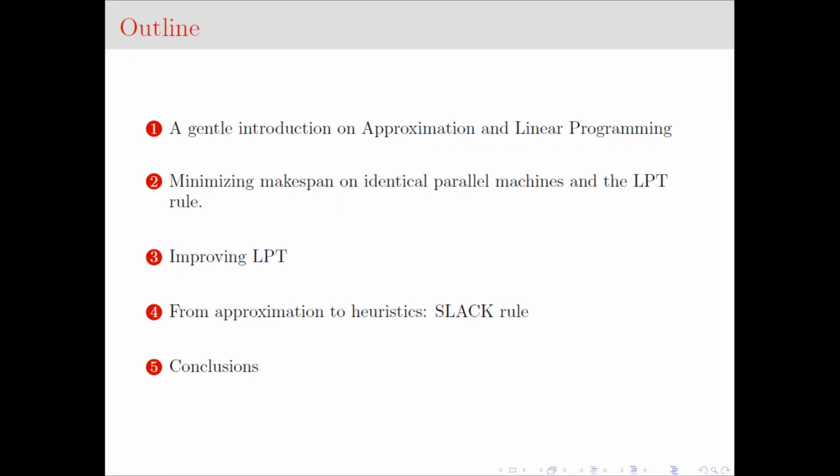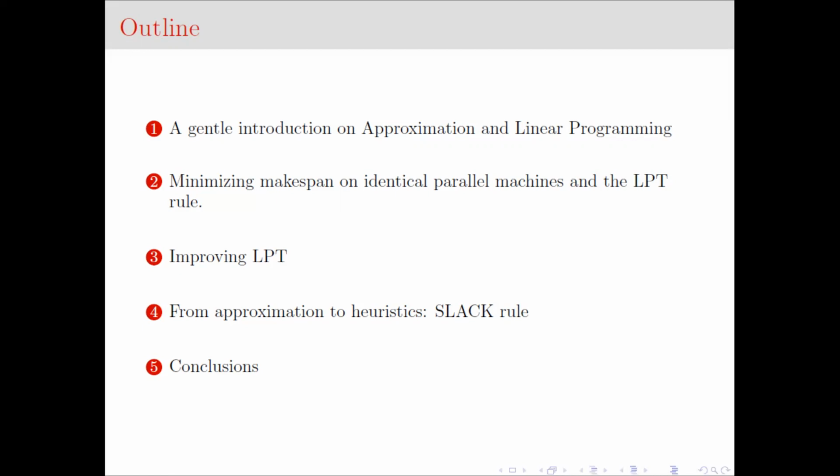So we will start with a gentle introduction on approximation and linear programming, and then we will talk about the problem, which is the minimization of the makespan on parallel machines. So we'll talk about the famous LPT rule. And then we see how it's possible to get an improvement on the LPT rule with the same complexity.